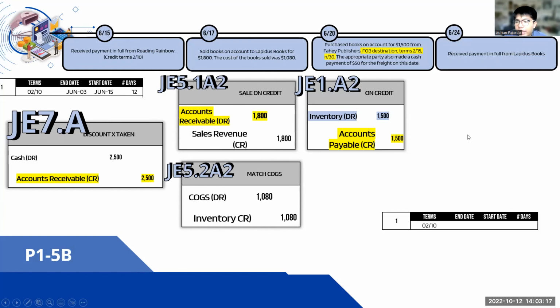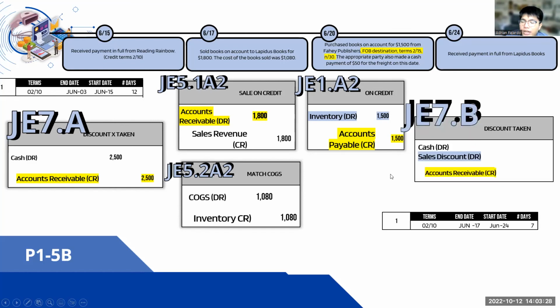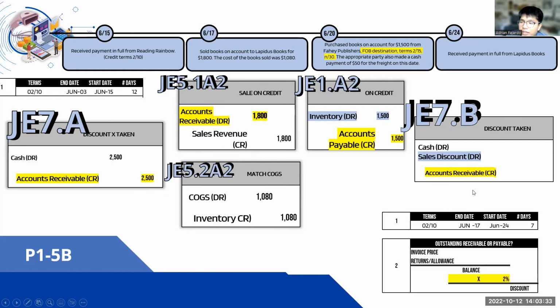And then on June 24, received payment in full for the June 17 sale. So what are the terms? 2/10. The dates are June 17 and June 24. So that's 7 days. So there is a sales discount. So debit cash, debit sales discount, credit accounts receivable. So now let's solve for the outstanding accounts receivable. That's 1,800. Then there are no returns or allowance, so 1,800. Now we get a 2% discount, so 36. So this is 36, and then we squeeze our cash of 1,764.